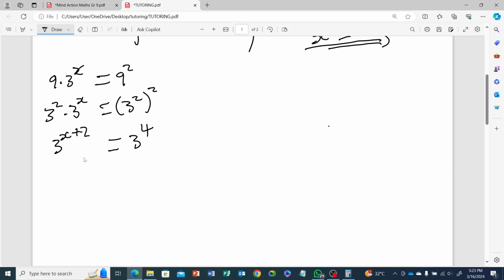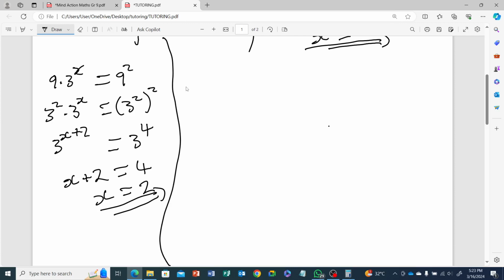Now the bases are the same. What do you do? You equate your exponents. So x plus 2 is equal to 4. x is the same as 4 minus 2, which is 2. Okay, let's check the next one.